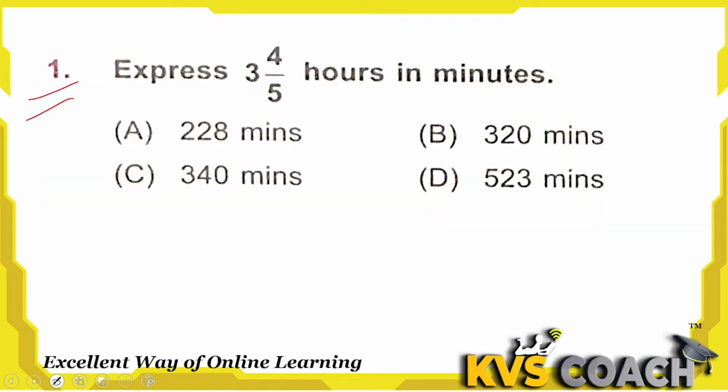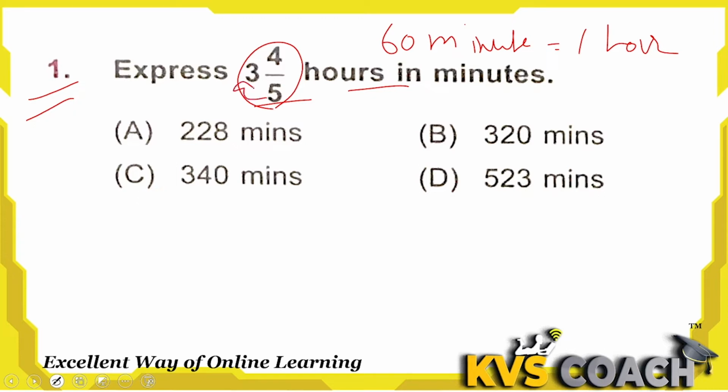Question 1 is express 3 into 4 by 5 hours in minutes. Look, how many minutes in an hour? That is 60 minutes equal to 1 hour. Okay. So here we have how many hours? That is 3 into 4 by 5. 5 3s are 15 and 15 plus 4 is 19 by 5 hours we have here. Okay. And we have to change in minutes.